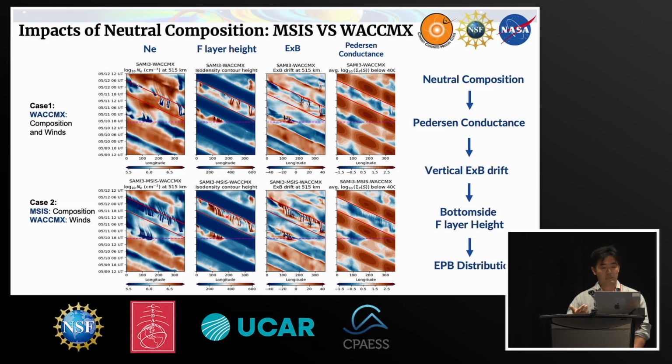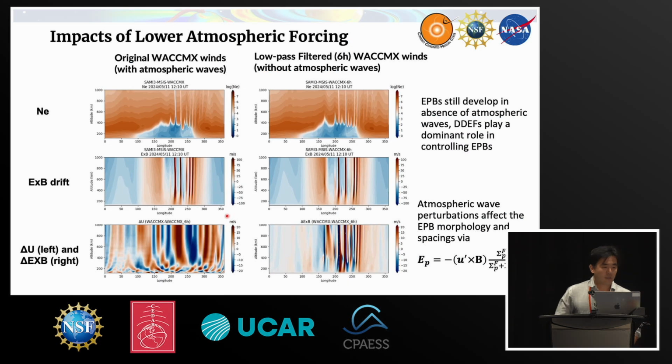So this also demonstrates that composition can impact the longitudinal distribution of plasma bubbles, in addition to the neutral wind variations. Next, we want to evaluate the impacts of lower atmosphere forcing, because we know that during storm time there are many gravity waves, large-scale gravity waves, and large-scale TIDs. So we want to know if those large-scale waves can trigger or seed bubbles.